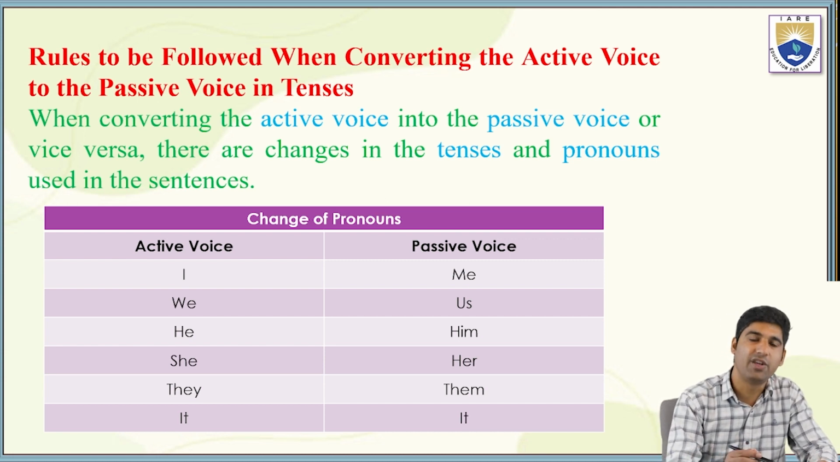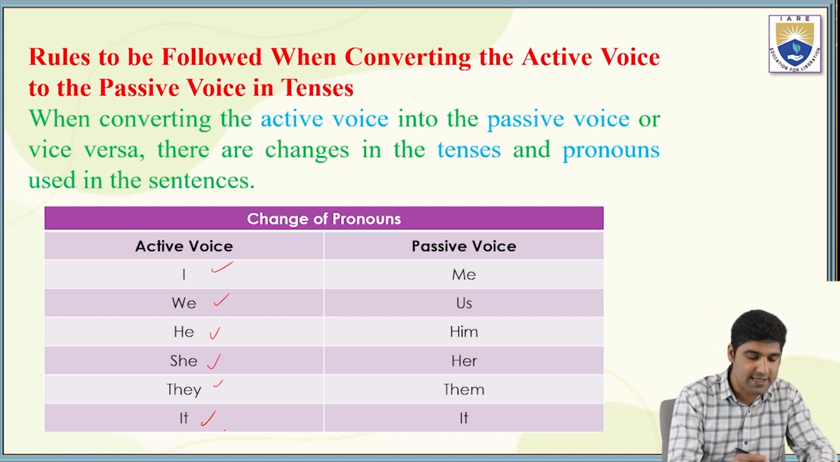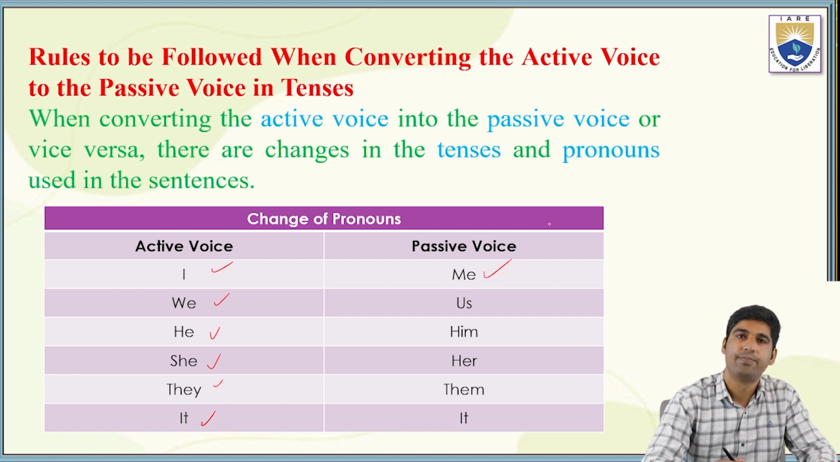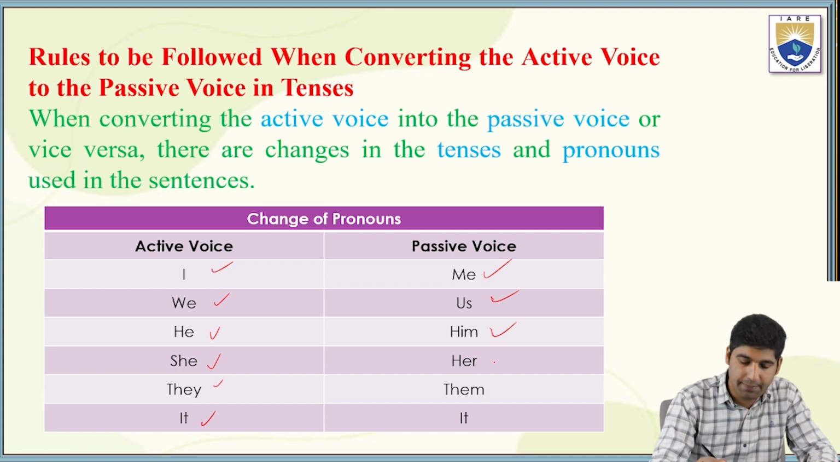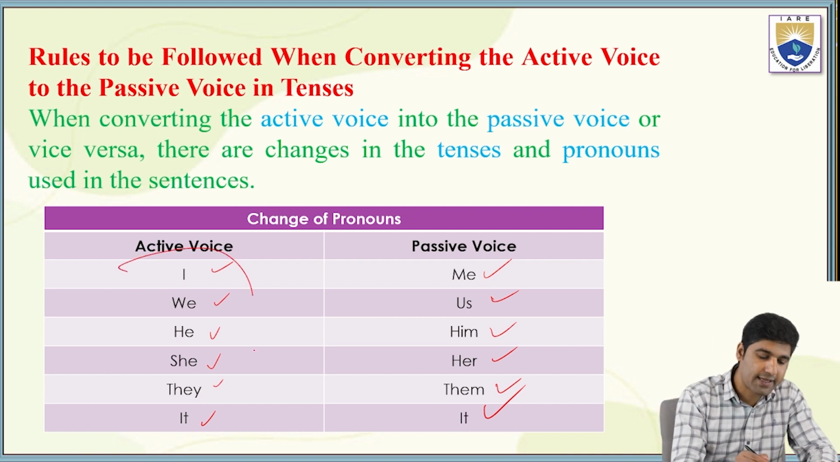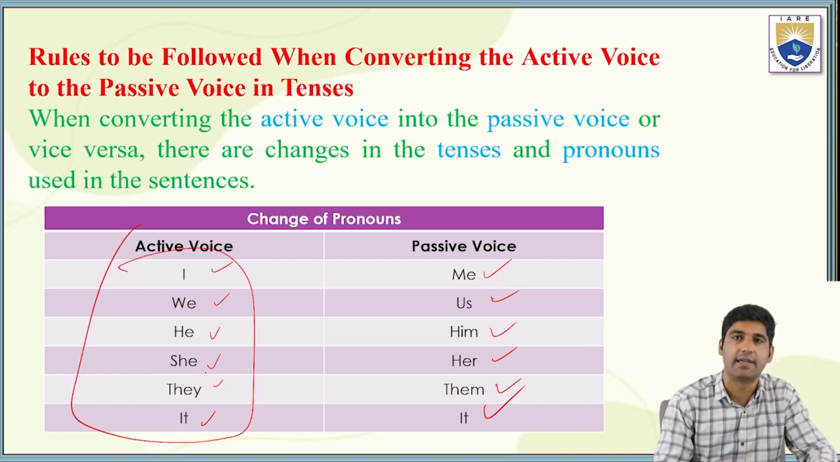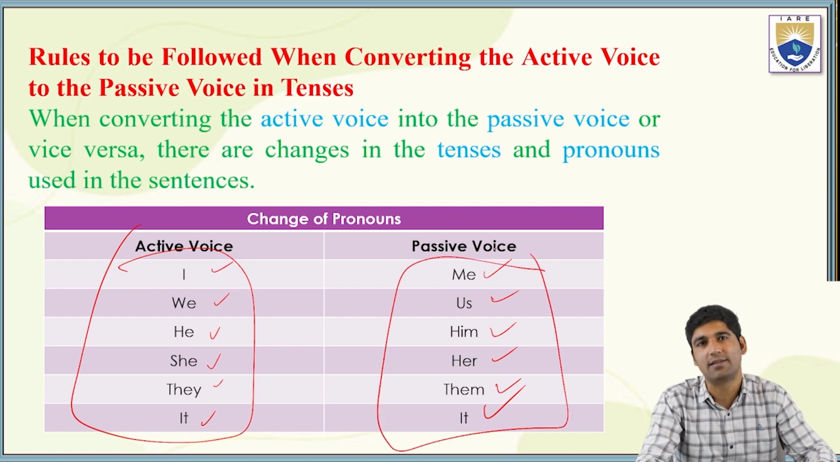For active voice, we use the pronouns I, we, he, she, they, it. And for passive voice, I becomes me, because the subject will be the object in passive voice. We becomes us. He becomes him. She becomes her. They become them. It becomes it. Because whatever comes here in the active voice, they are subjects. And whatever comes here in the passive voice, they are objects.